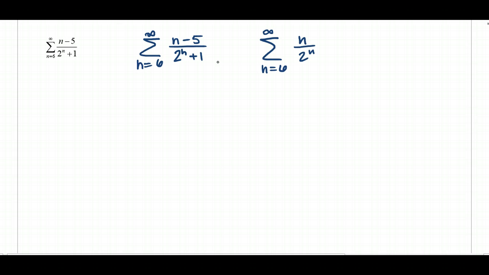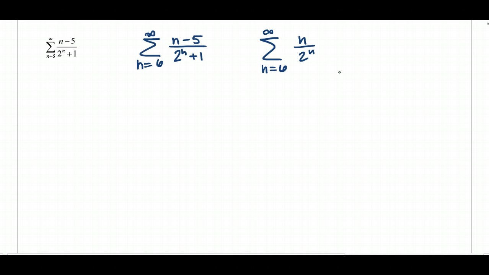So now in this last example, the reason why this one's harder is because this series that we're going to compare the original series to isn't as obviously convergent or divergent. So we have to do a different test to determine whether this one even converges or diverges. And the test that we're going to use there is the ratio test.